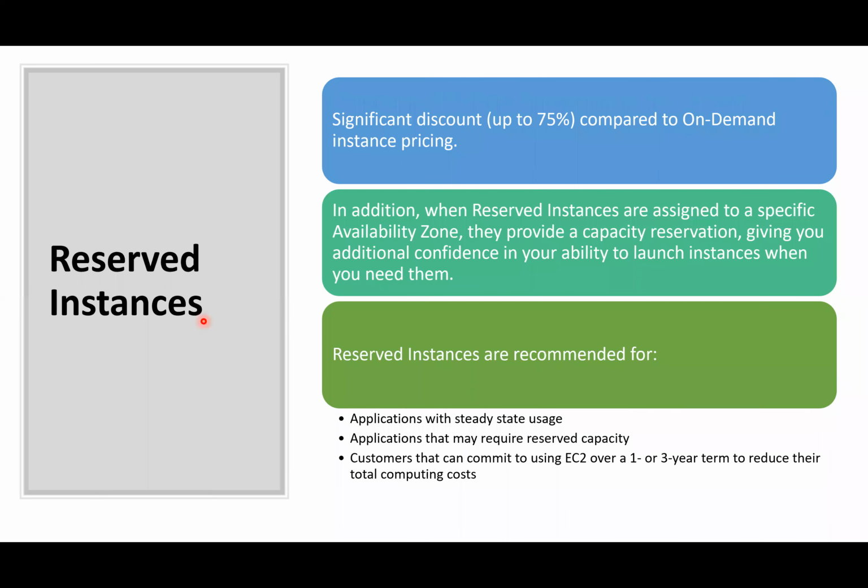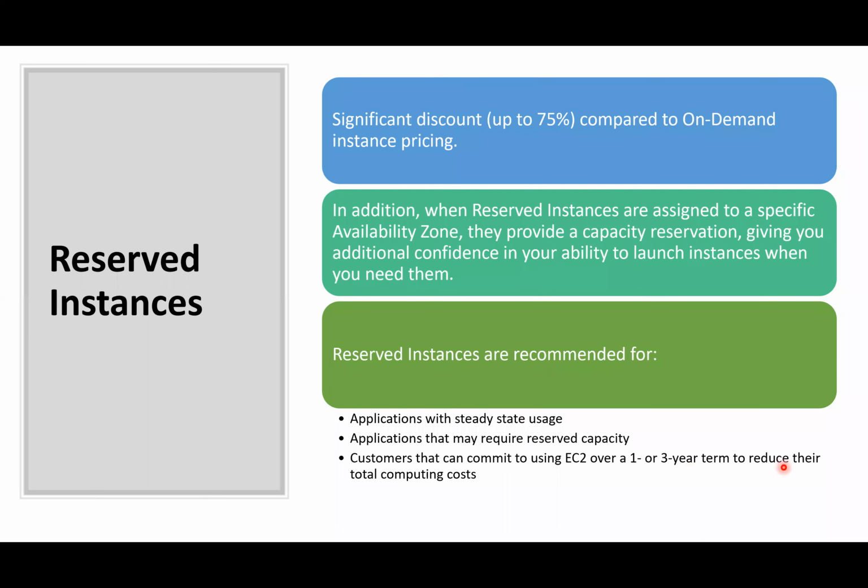So next is reserved instances. Reserved instances give you around 75% off compared to on-demand instance pricing. As the name says, it's a reservation. When reserved instances are assigned to a specific availability zone, they provide a capacity reservation, giving you additional confidence in your ability to launch instances when you need them. Reserved instances are recommended for applications with steady-state usage, applications that may require reserved capacity, and customers that can commit to using EC2 over a 1 or 3 year term to reduce their total computing cost.